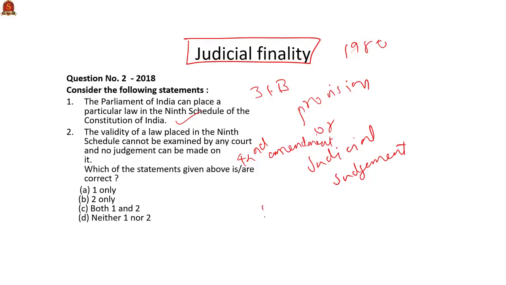And the court also has clarified 1973 is the dividing year, that is the Kesavananda Bharati case. Before 1973, if you have placed any of the law within the 9th schedule, it will not be subjected to judicial review. However, all other laws can be subjected to judicial review. So the statement that the validity of a law placed in 9th schedule cannot be examined by any court and no judgment can be made on it is a false statement.